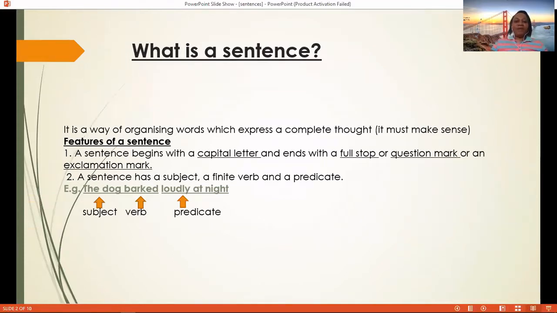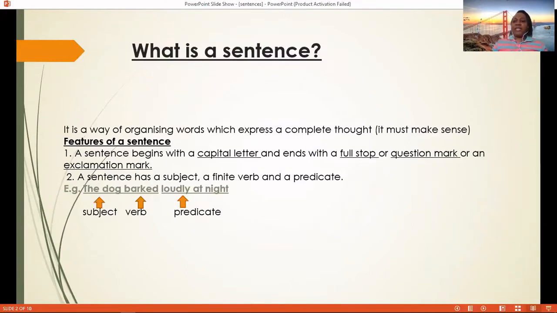It says it is a way of organizing words which express a complete thought, grouping words, and in so doing, those words will express a complete thought. A complete thought simply means something that makes sense, something which can communicate. That is a complete thought. A group of words expressing a complete thought. That is a sentence.